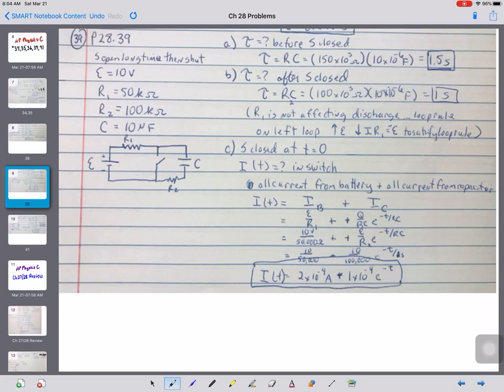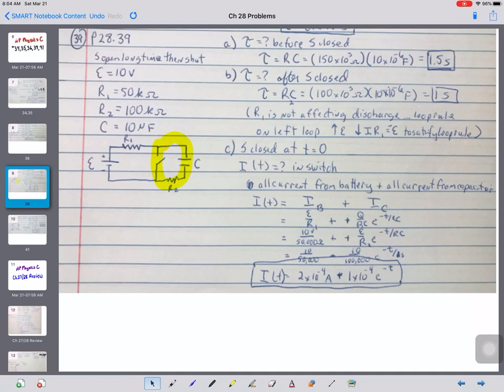B, after the switch is closed. Well, after the switch is closed, the capacitor has already charged, and now it's discharging. The discharging is going to occur across the path where the switch is. So then the only resistance in that loop over on this side, the only resistor there is R2. And so the time constant has only an R2 value in when you calculate that.